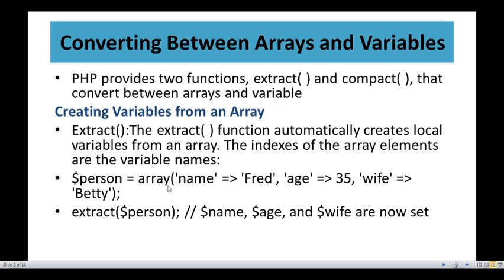Here is an example array. $person is the name of the array, created by using the array construct. This is an associative array with the keys name, age, and wife, and the values are the name, 35, and weight. Now here we are using the function extract($person). It will give you the variables $name, $age, and $wife. These are the key elements; the extract function returns the key elements.